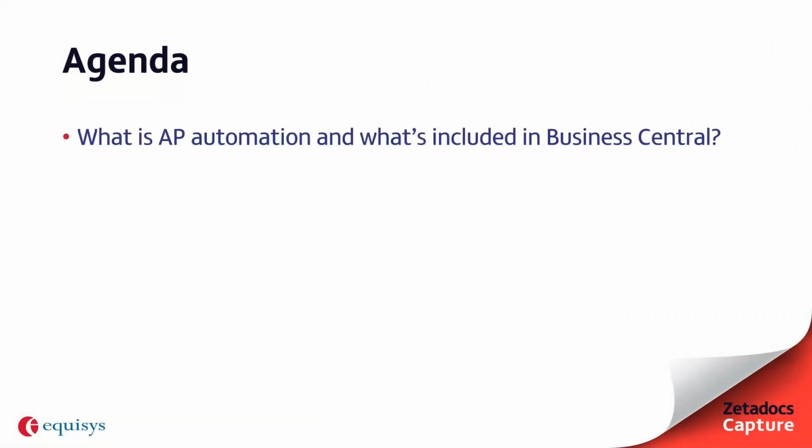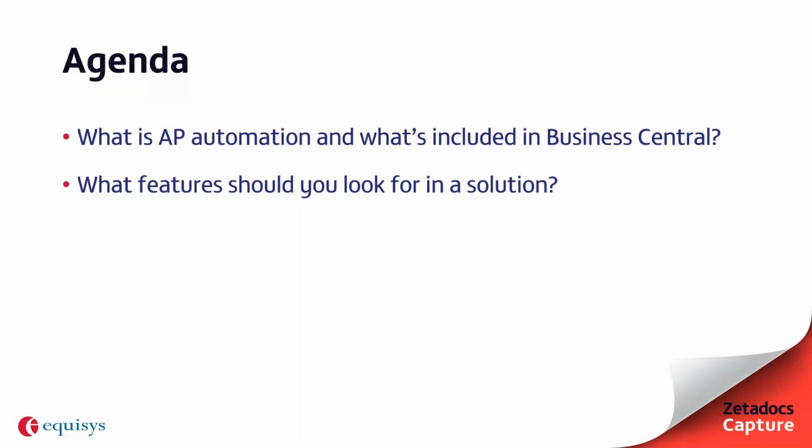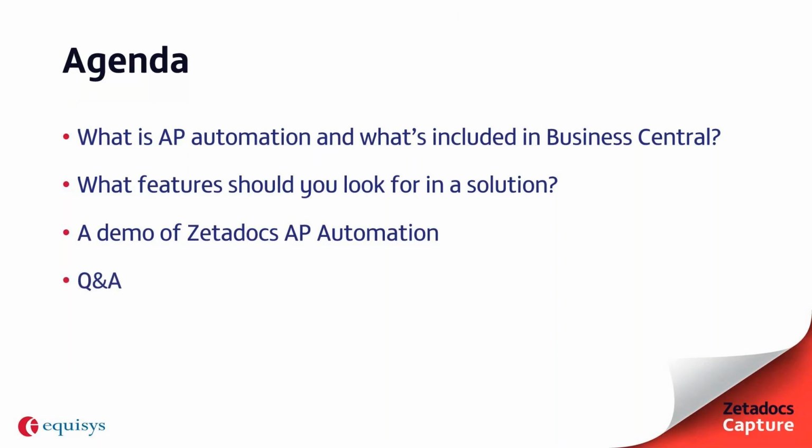Let's look at the agenda for today. First, we'll explain exactly what we mean by AP automation and the benefits it offers, and take a look at what AP automation functionality is included in Business Central. Next, we'll discuss some of the different features that you should look out for when considering an AP automation solution. Then we'll show you our solution, Zetadocs AP Automation. Then finally, we'll have time to answer any questions you might have in the Q&A.